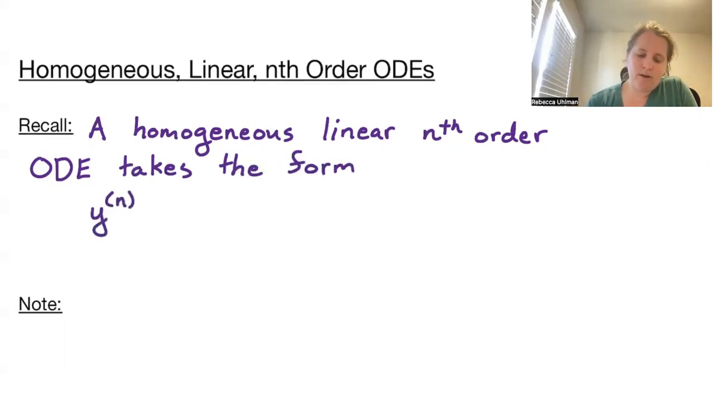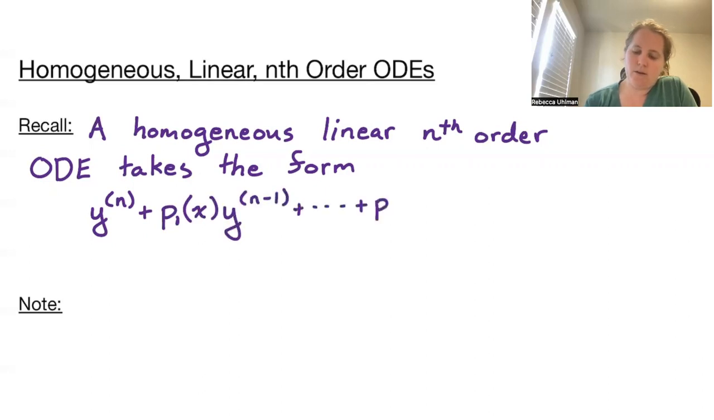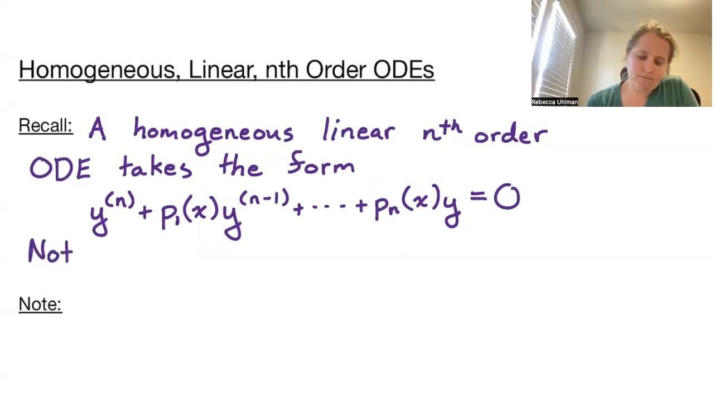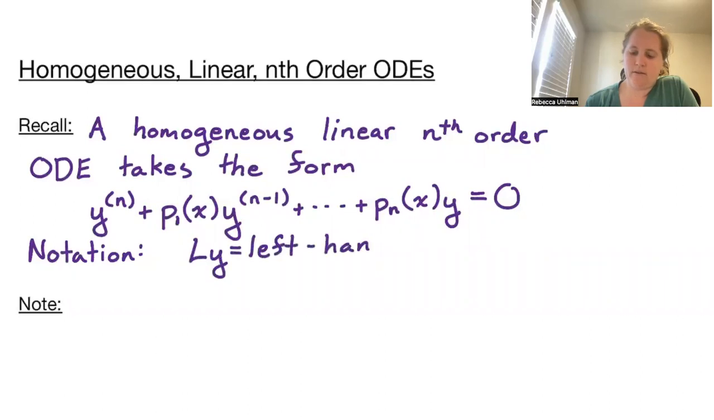nth derivative of y plus p1 of x times the n minus first derivative of y plus all the way through p sub n of x times y equals 0. For notational sake, we'll let Ly be equal to that left-hand side. And so the equation becomes Ly equals 0.